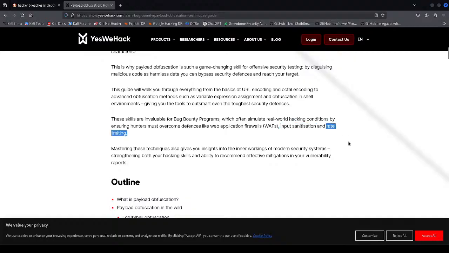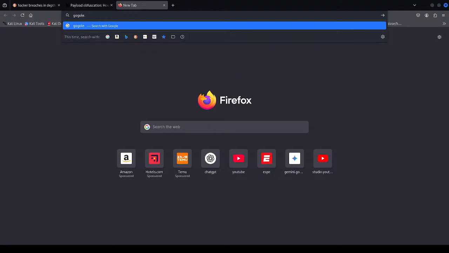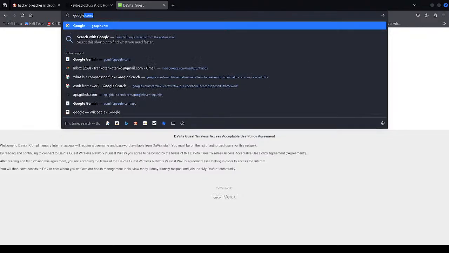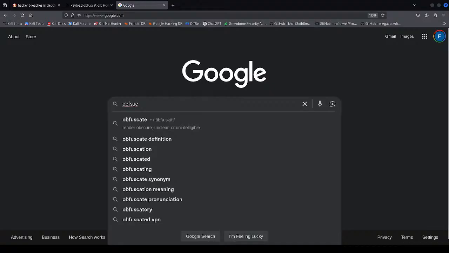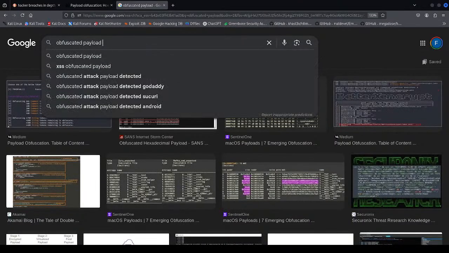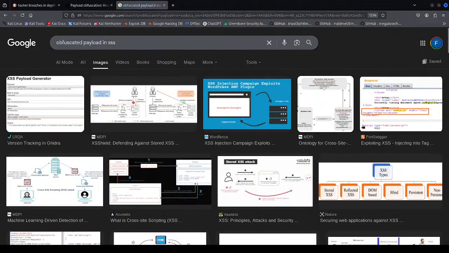So some programs, what they do is instead of a payload. So let's do it like this again. So let's do this. Payload. Let's click on images. You know what? Let's use XSS. In XSS. So a good one would be.